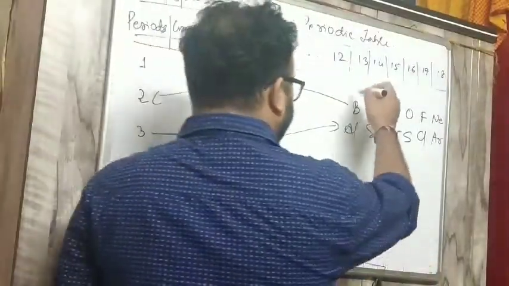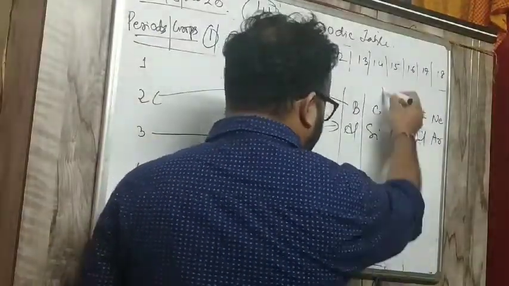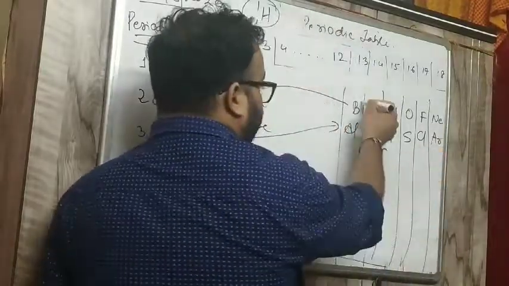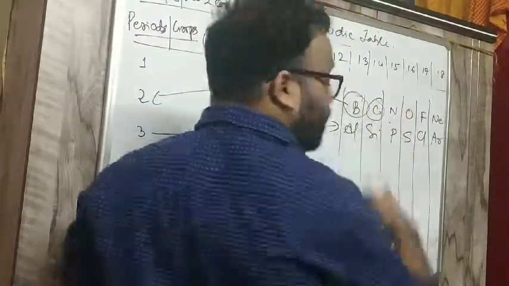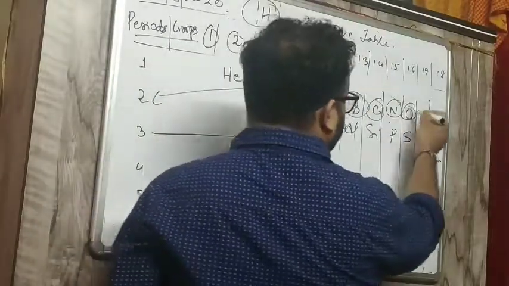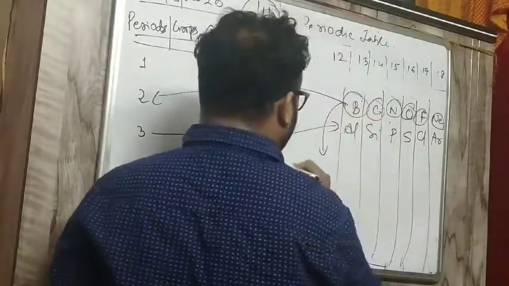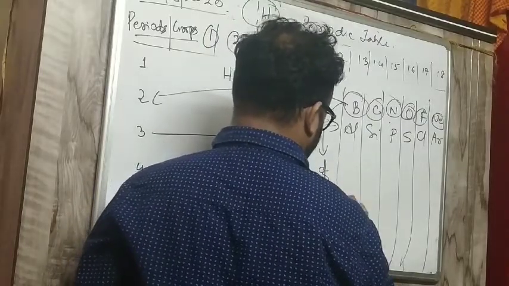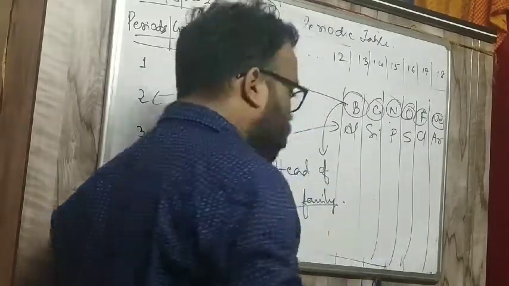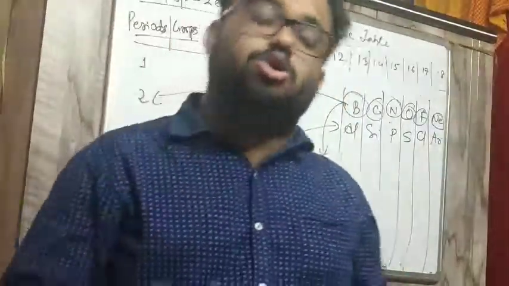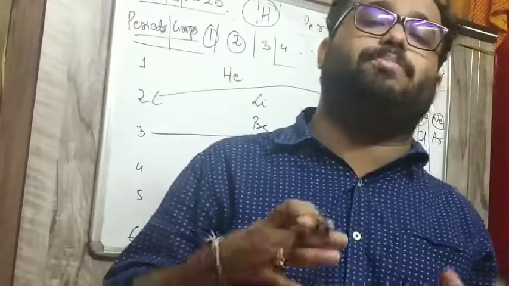So in each group other elements are also there. In group 13 boron is the main element first. In group 14 carbon is the main element. In group 15 nitrogen is the main element. Then oxygen, fluorine, neon. These are called head of the family, because these members come ahead. So this is a short summary of the modern periodic table.